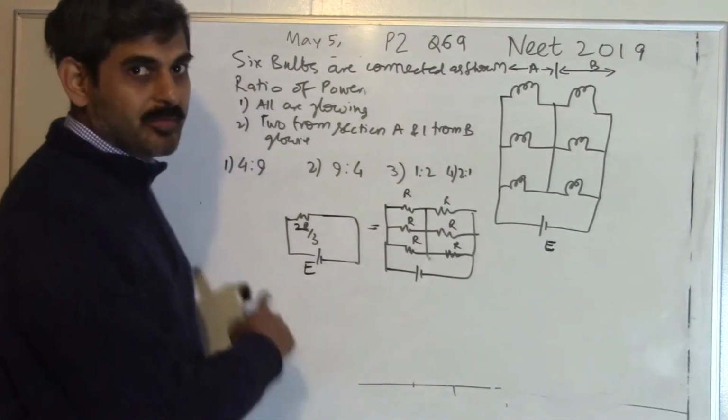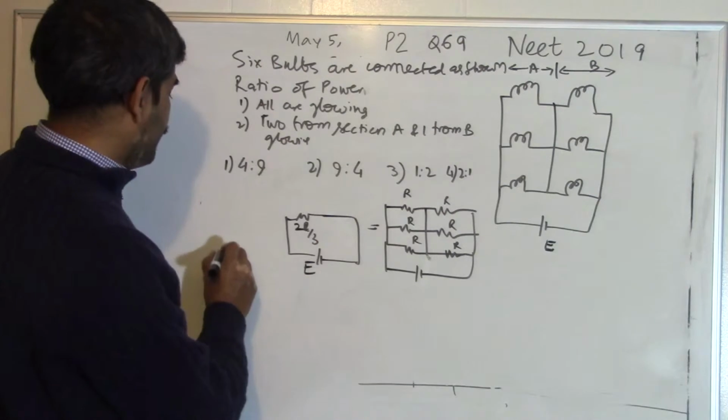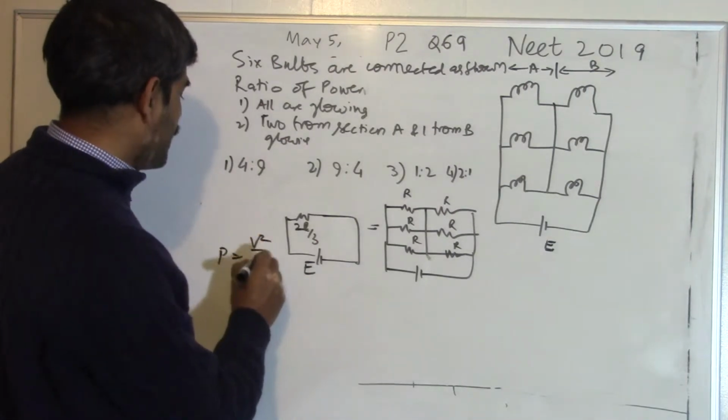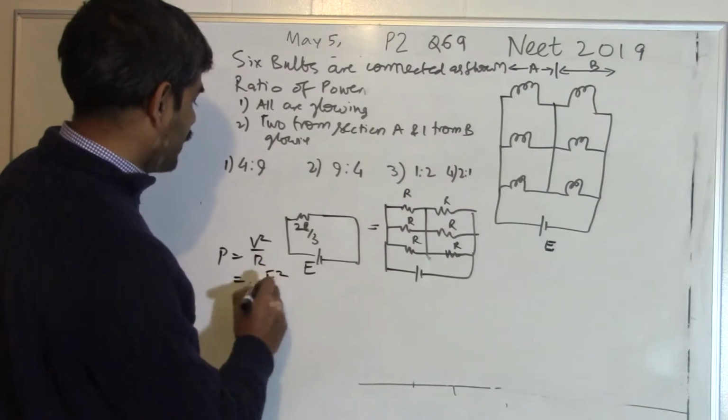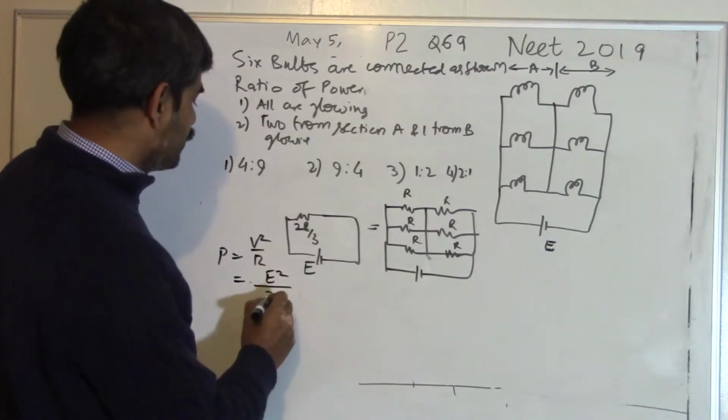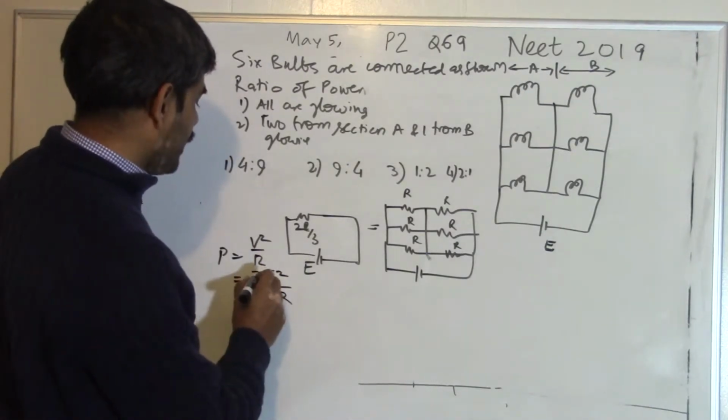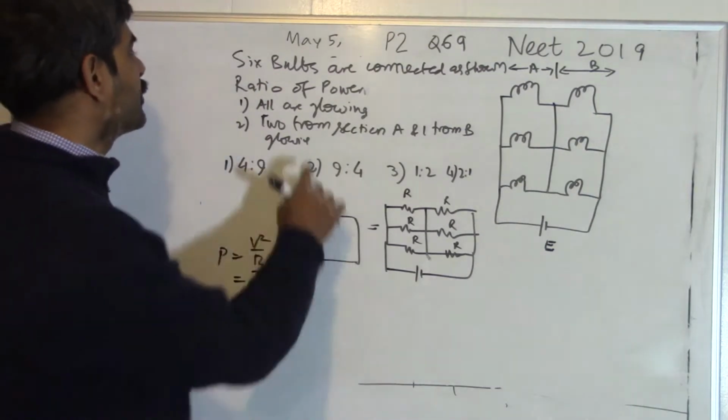So we can calculate the power in this one. Power will be equal to V square by R, or this is constant, E square divided by R, which is 2R divided by 3. Now move on to part 2.